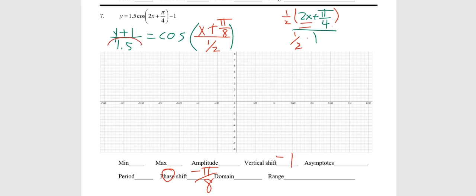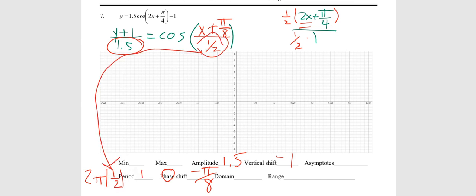How about the old amplitude? 1.5, because we had a vertical stretch by 1.5. Okay? And the period. What happened to the period? Is it stretching or shrinking? It is shrinking by 1/2, right? The good old shrink. So we've got the period of pi. Okay, with all that given information, graph it. We are shifting down 1 unit. Yep. It is a vertical shift by -1.